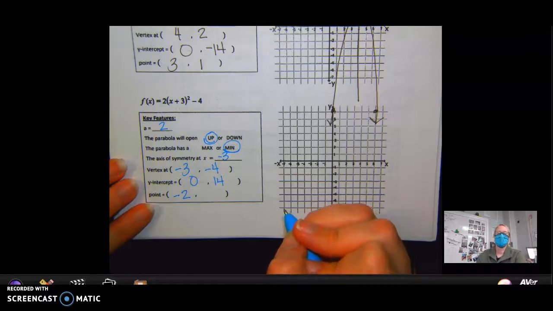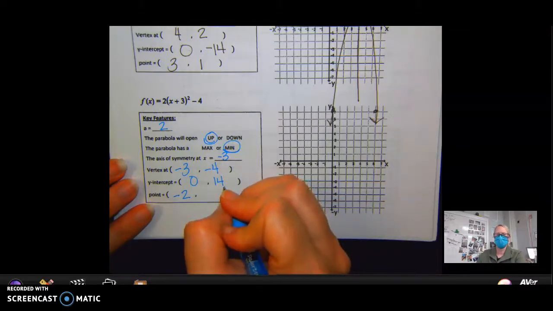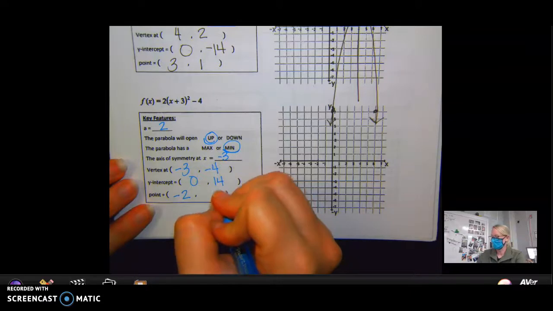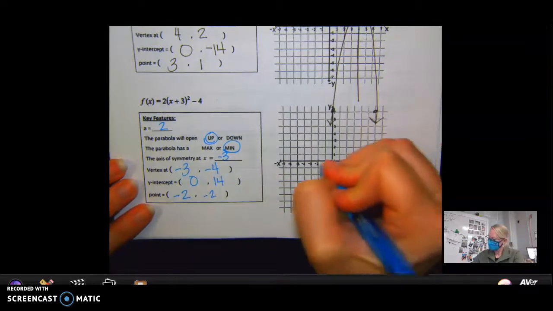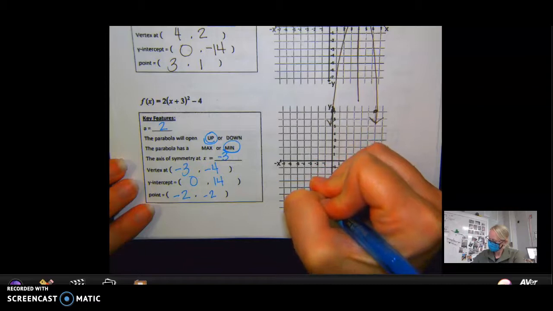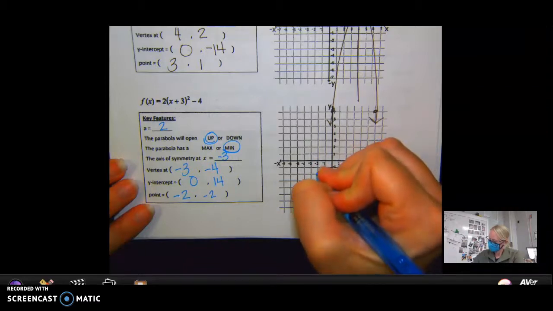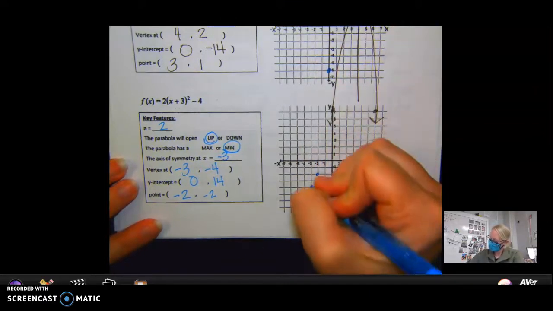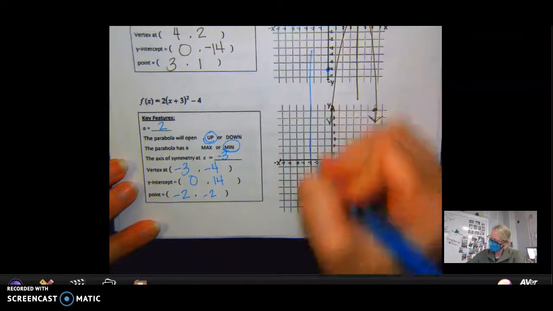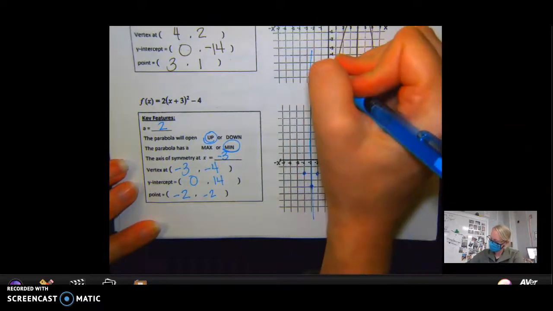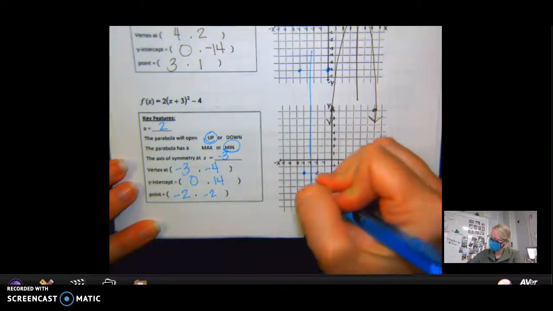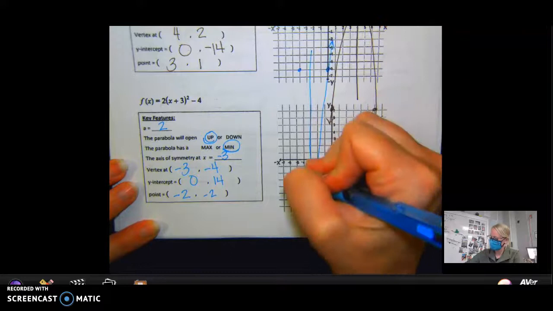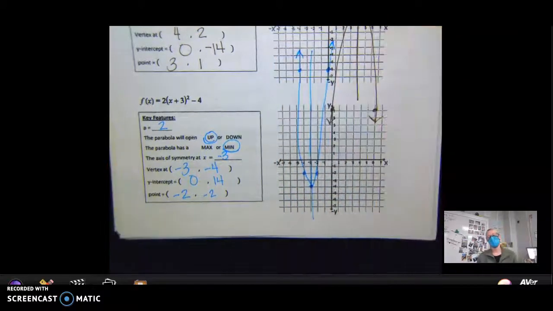If I plug in -2, what do I get for my y? -2, right? So back 3 down 4. Back 2 down 2. And then 0, 14 is somewhere up here. AOS. Mirror image it. Point here. Point here. Super skinny. Questions on this, guys?